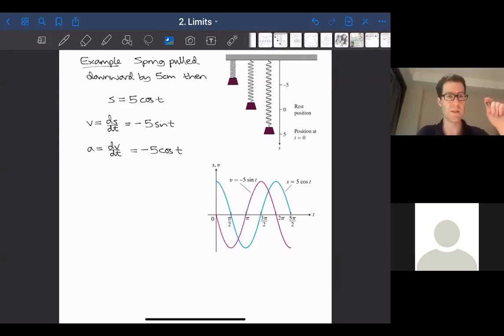Okay, and what can we see from the graph of the velocity, minus 5 sine t? Well, that's the pink graph, and that starts at 0 when we release the spring. And then the velocity becomes negative, and then it becomes less negative, and you can see it becomes 0 at the point when S is minus 5, when the spring is at the top of its motion.